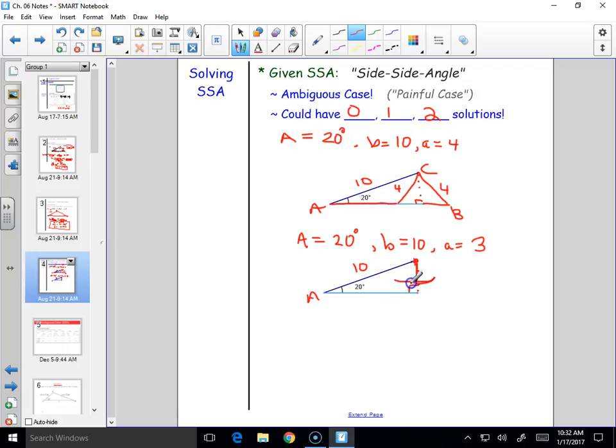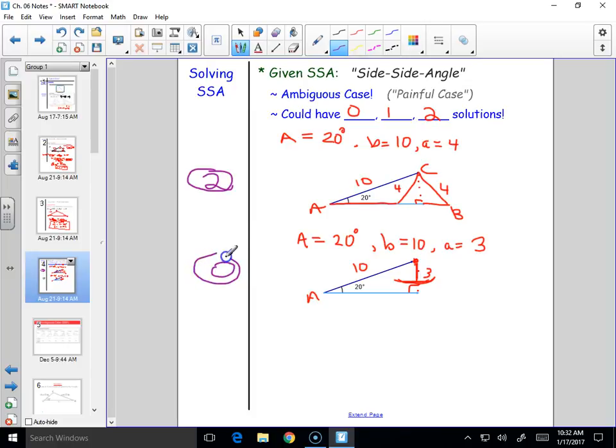Aw, he's swinging. Is he ever going to hit? Is this a possible triangle? Poor little guy. Nope. So here's my case 4. There are 2 possible solutions of this one. There are 0 possible solutions of this one.